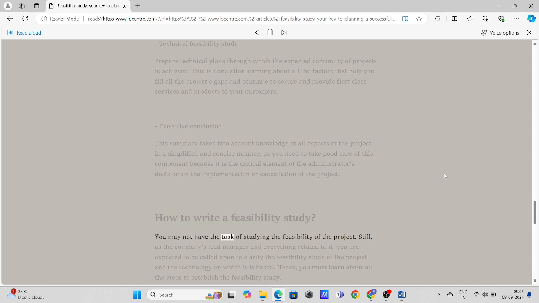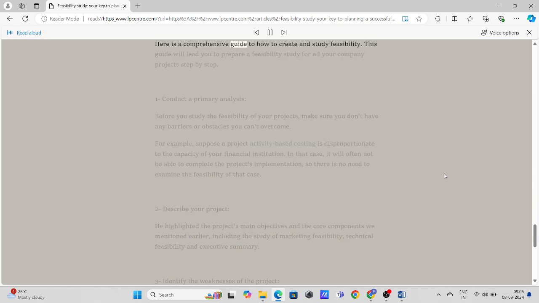You may not have the task of studying the feasibility of the project. Still, as the company's lead manager and everything related to it, you are expected to be called upon to clarify the feasibility study of the project and the technology on which it is based. Hence, you must learn about all the steps to establish the feasibility study. Here is a comprehensive guide to how to create and study feasibility. This guide will lead you to prepare a feasibility study for all your company projects step by step.